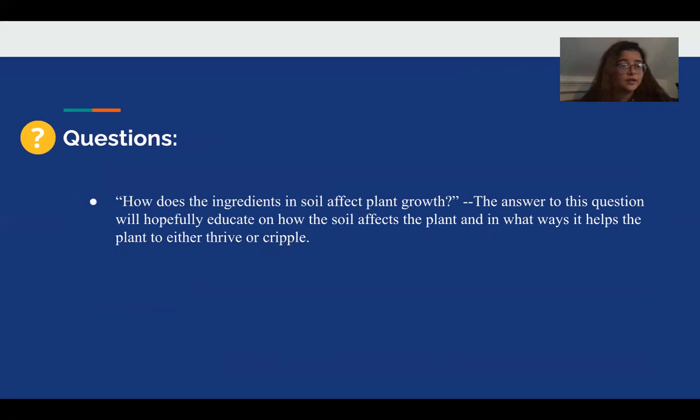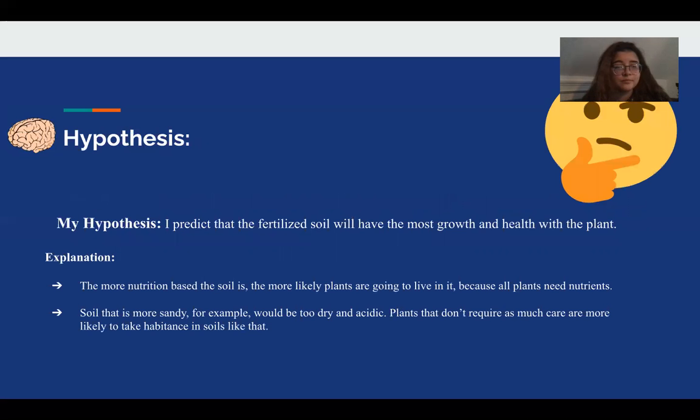Experimental design. A question I had was, how do the ingredients in soil affect plant growth? Hopefully, the answer to this question will educate on how the soil affects the plant and in what ways it will help the plant to grow or just not really help it as much.